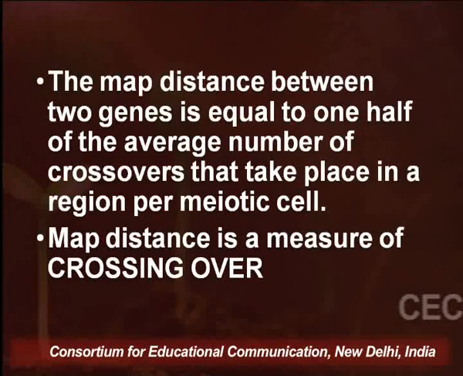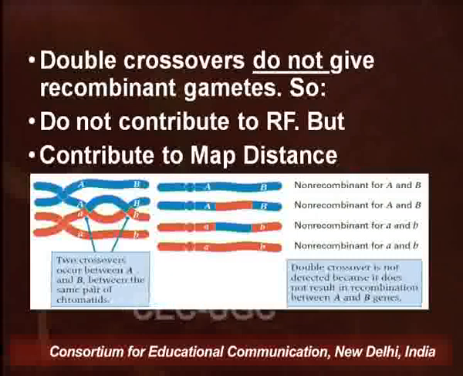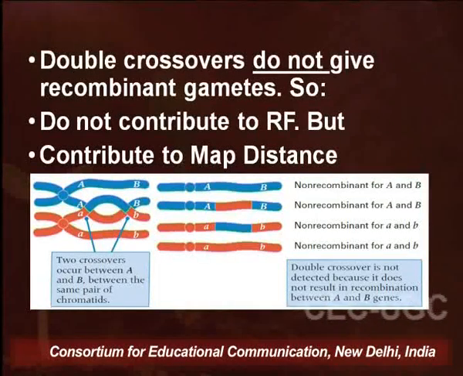So that means the map distance is a measure of crossing over. Sometimes we find that the double crossovers are not going to give rise to any recombinant gametes. If they are not, how are they contributing to the recombination frequency? They are contributing to the map distance, all right, but they are not contributing to recombination frequency. This is a very important point, learners, how you distinguish between the map distance and the crossing over in case it is a double crossover.